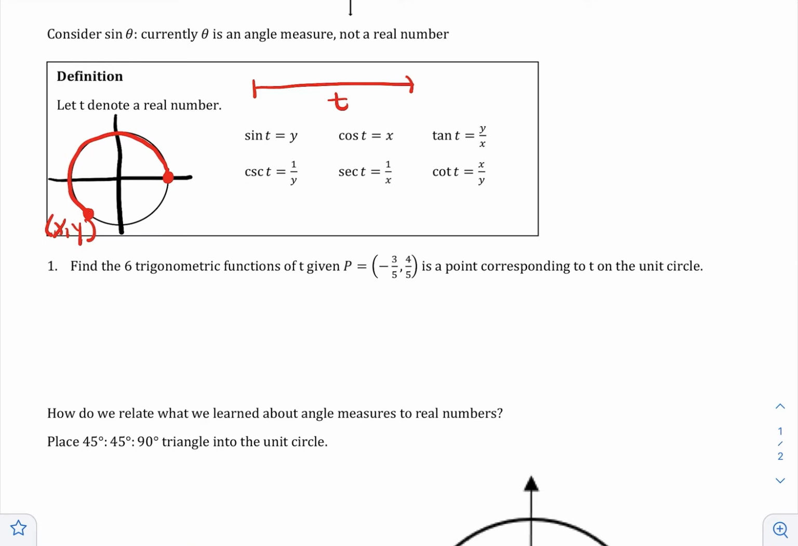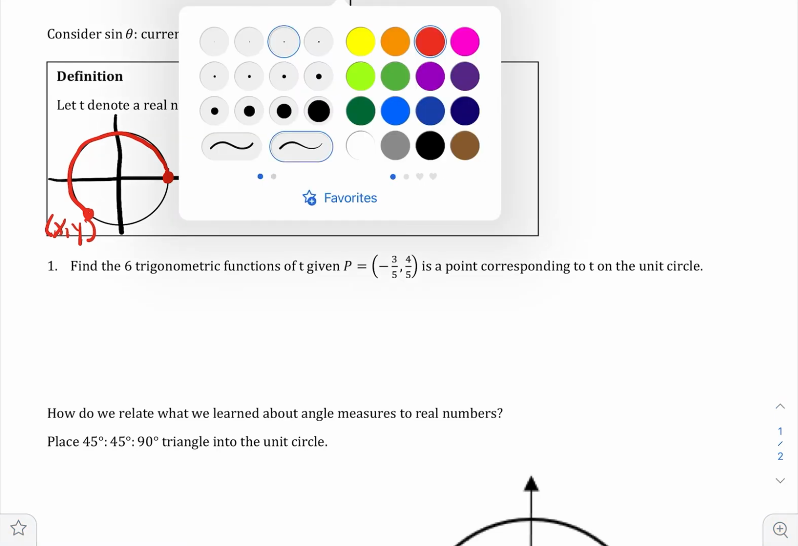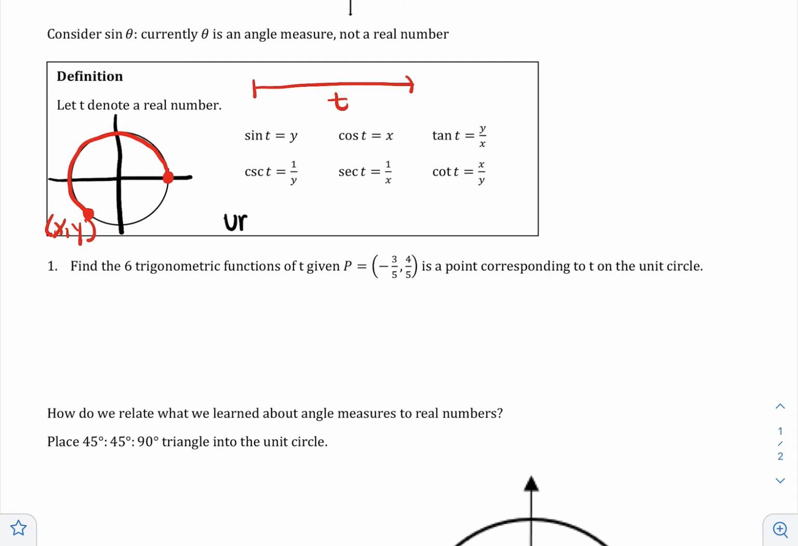If t was negative, you would wrap the string clockwise. So it goes with everything we've already known. If t is positive, you wrap it counterclockwise. If t is negative, you wrap it clockwise. The circle that we use here specifically is the unit circle. The unit circle is a very simple circle. It just means that the radius is equal to 1. That's all.